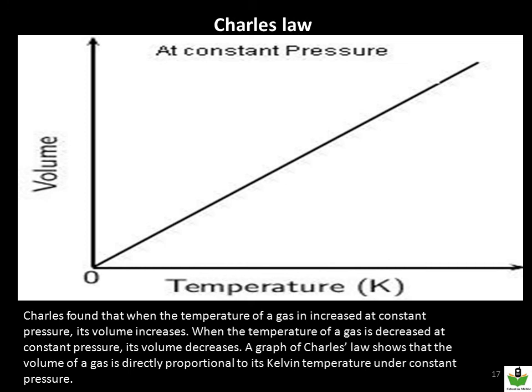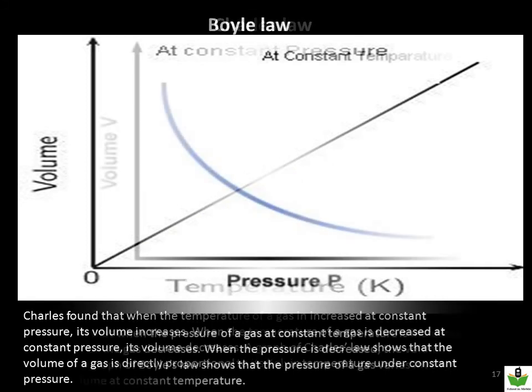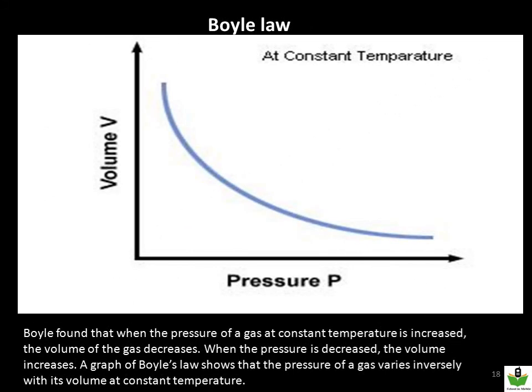A graph of Charles' law shows that the volume of a gas is directly proportional to its Kelvin temperature under constant pressure. Boyle found that when the pressure of a gas at constant temperature is increased, the volume of the gas decreases. When the pressure is decreased, the volume increases. A graph of Boyle's law shows that the pressure of a gas varies inversely with its volume at constant temperature.